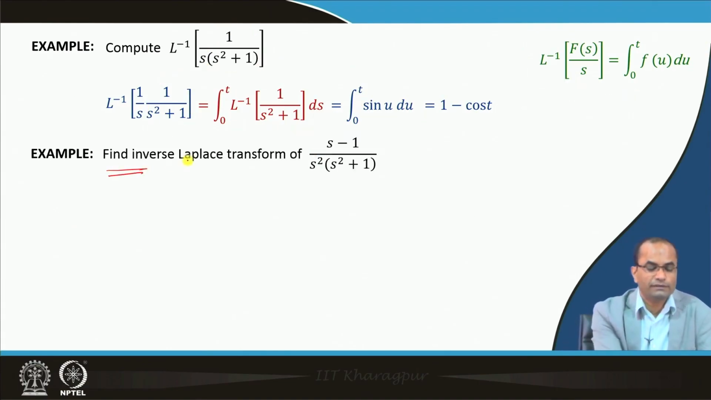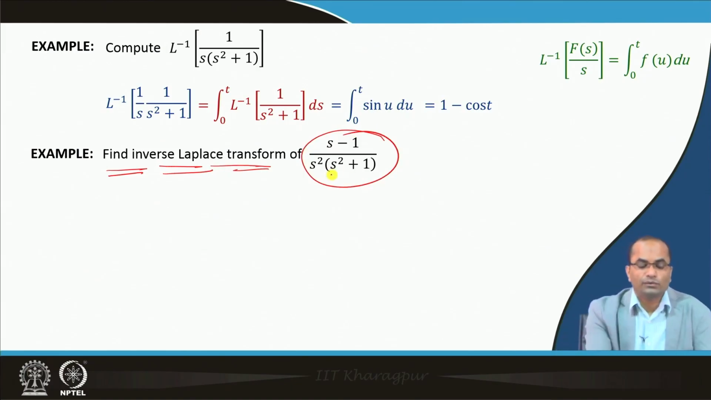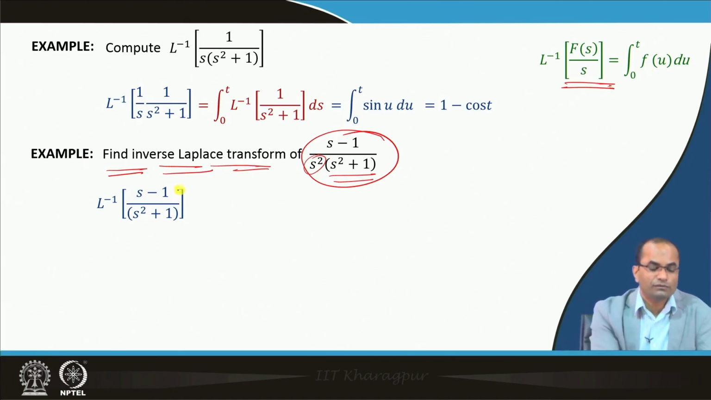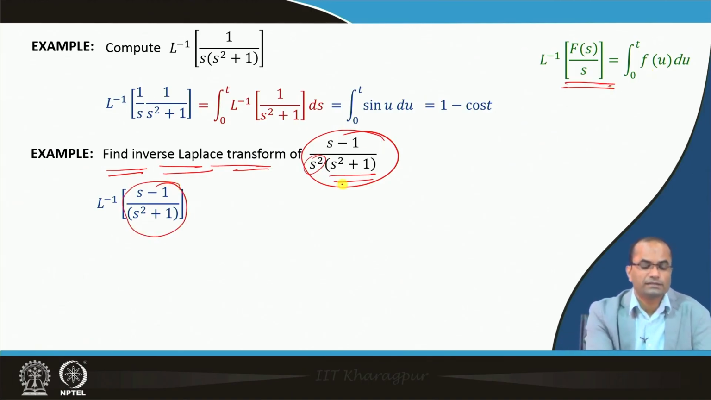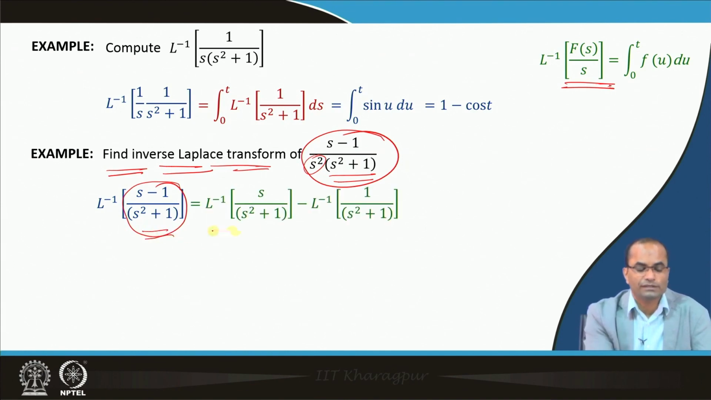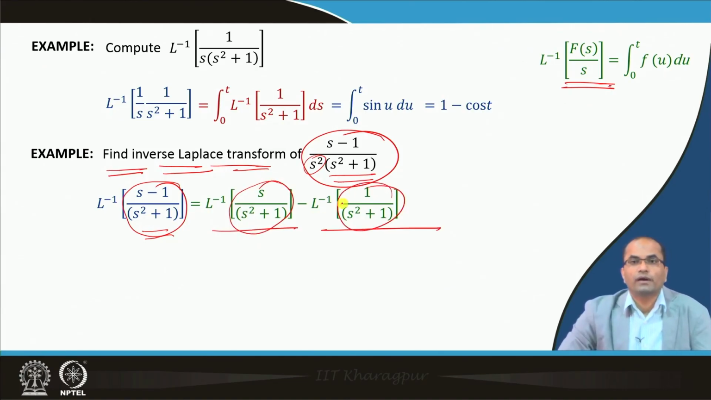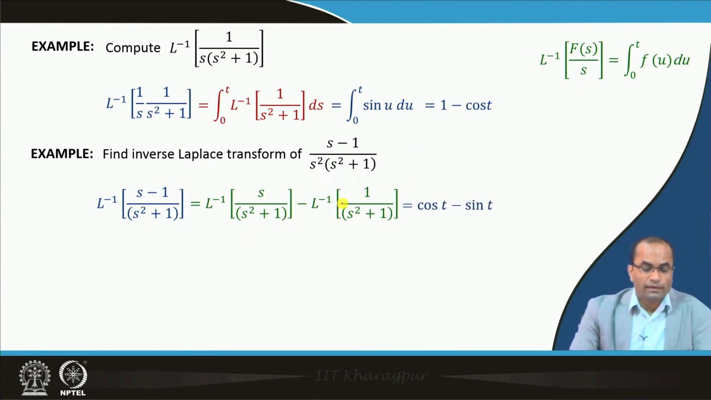The last example, we want to find the inverse Laplace transform of s minus 1 over s square into s square plus 1. So, here we have this s there, which can be handled with the division theorem. So, we need to find L inverse of s minus 1 over s square plus 1, which again, linearity says, is L inverse of s over s square plus 1 minus L inverse of 1 over s square plus 1. And then here we have cos t, and then this is sin t.